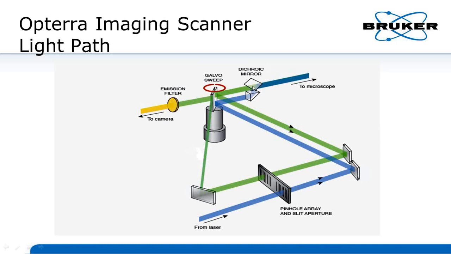The return comes back, passes through the dichroic, is reflected off the galvanometer, up a couple of mirrors back through the system, off the galvanometer on the back side, and then passes through an emission filter out to the camera.